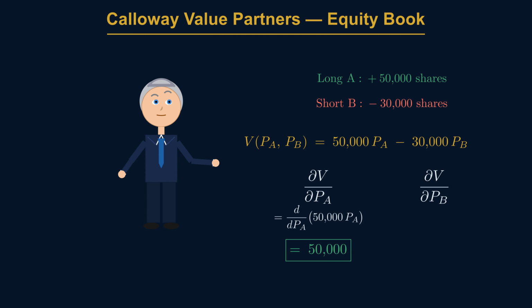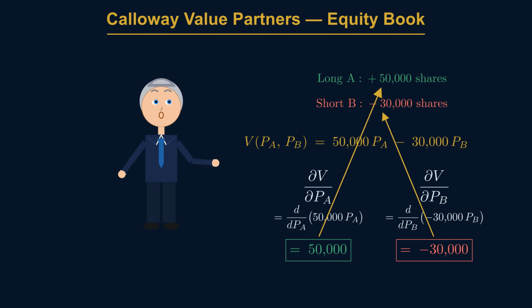The partial derivative with respect to the price of B follows the same logic. He treats the price of A as constant, and the first term drops away, so he ends up with negative 30,000. And here's where Victor notices something. The partial derivatives are exactly his position sizes. The 50,000 isn't a coincidence, it's the share count. The negative 30,000 is the negative of the short share count.